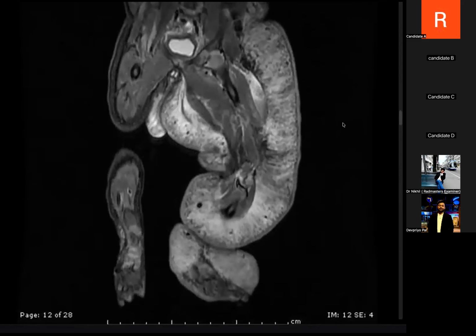Okay, what would you like to do next? I would like to convey this finding to the referring physician and arrange a pediatric surgical MDM for further management. And if there's a possible malignancy, I would also do staging CT chest, abdomen and pelvis for further management. Last question.